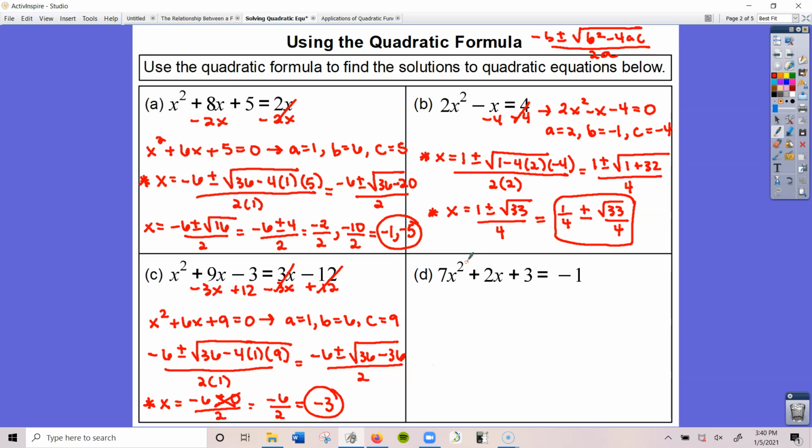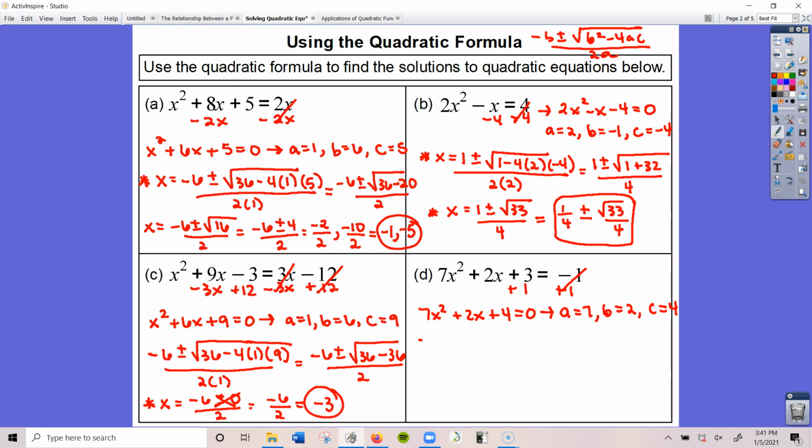In this last example, we have 7x squared plus 2x plus 3 is equal to negative 1. So first, I would add the 1 to make my equation equal to 0. And I get 7x squared plus 2x plus 4 is equal to 0. And in this case, a is equal to 7, b is equal to 2, and c is equal to 4. Now we're ready to plug it into my quadratic formula.